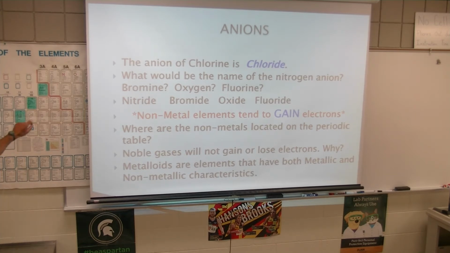Okay, so silicon does have both metallic and non-metallic characteristics, but most of the time it's going to behave like a non-metal. And same for arsenic and tellurium and boron. Germanium and antimony have metal and non-metal characteristics, but they're going to be mostly metal in nature because they're on the left side of the staircase. Okay?